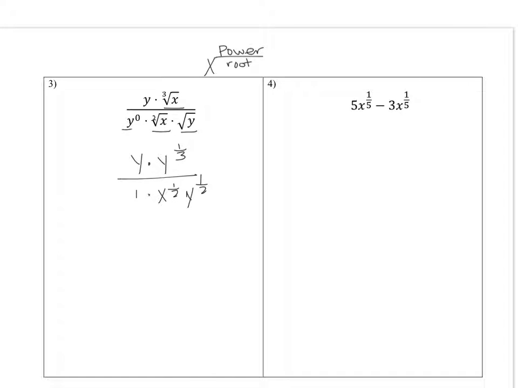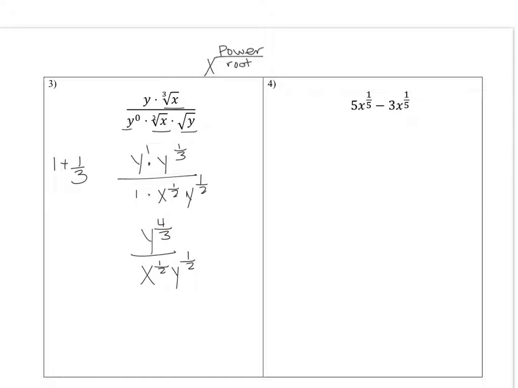And it looks as though we can multiply these powers, right? We keep the base of y and we add the 1 and the 1/3. So 1 plus 1/3. Type that into the calculator. You should get 4/3. And then the bottom is x to the 1/2, which I can't do anything about, and y to the 1/2.